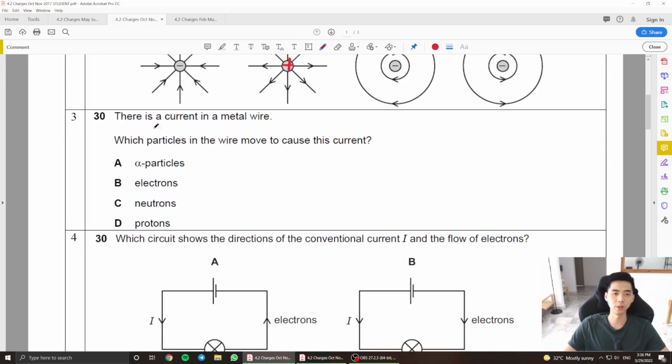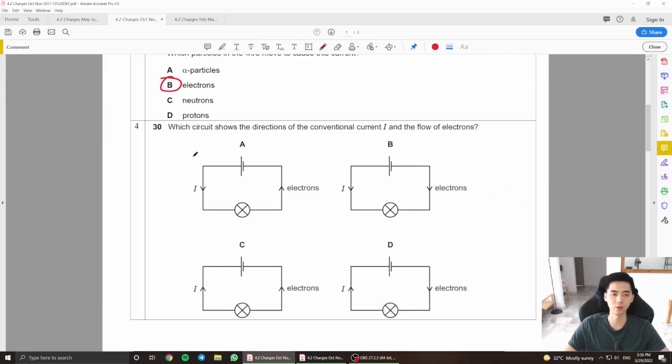Then question number 3, there is a current in the metal wire. Which particle moves and causes this current? Obviously it is electron, nothing to explain again. Which circuit shows the direction of the conventional current I and flow of electrons? Current always flows from positive to negative. Electrons always flow from negative to positive. So B is going to be the answer.